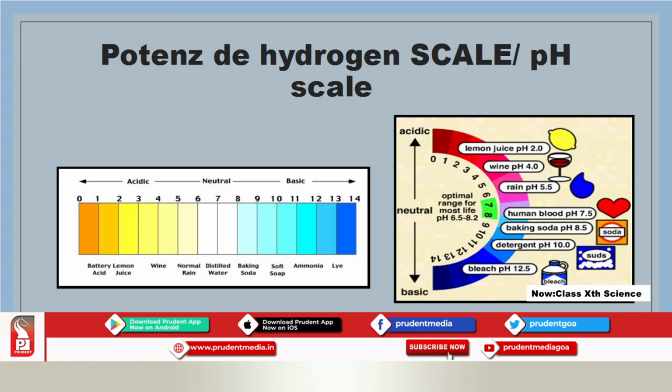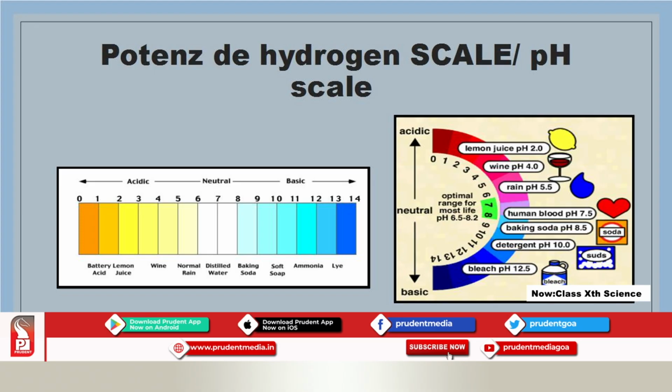If the pH value is lower, say less than 3, then I will say the substance is strongly acidic. If the value of pH is more than 4, then I will say it is weakly acidic, not a very strong acid. Similarly, for pH 7, you see what is written over here, distilled water, it has a pH value of 7.